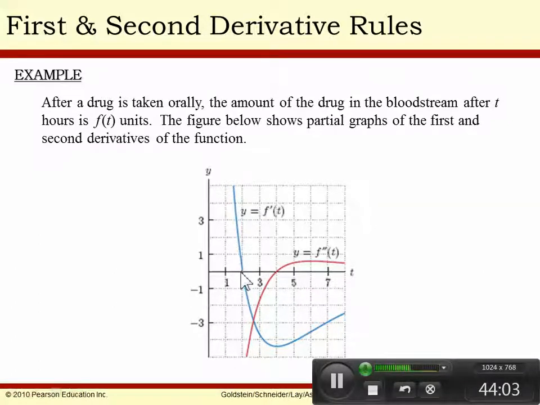This is going to be 2. If we're to the left of 2, is the second derivative positive or negative? Well, what's the value of the function at 1.5? If we go to 1.5 on the t-axis, we go up to our curve, and we go to the left, that's a 4. Is 4 negative or positive? Positive. If we're less than 2, the first derivative is positive, right? These are all positive values.